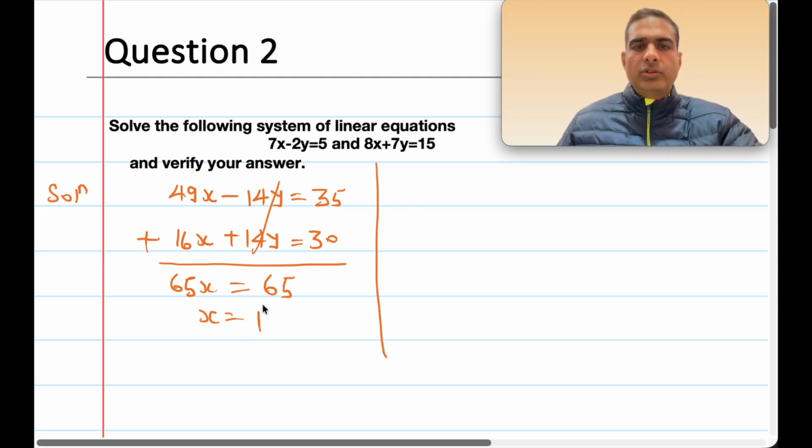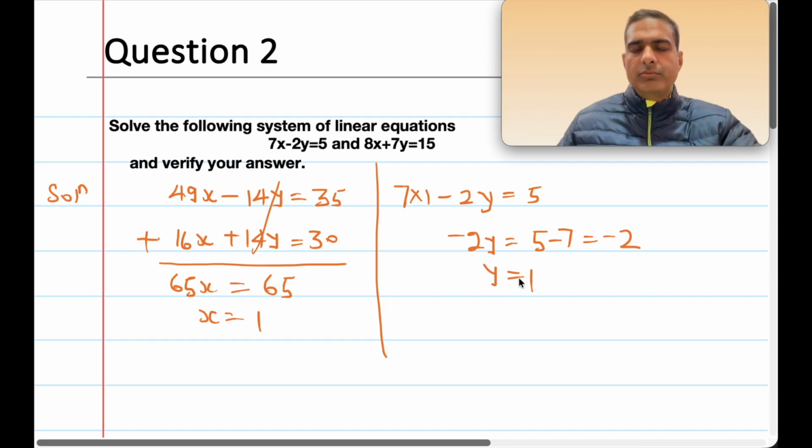Now we have to find out the corresponding value of y. I can substitute the value x is equal to 1 in the first equation. So it will be 7 times 1 minus 2y is equal to 5. So if we take 7 to the right hand side, it will be minus 2y is equal to 5 minus 7, that is minus 2. So y is equal to 1.